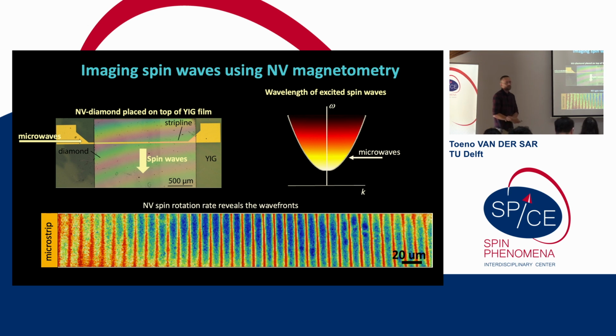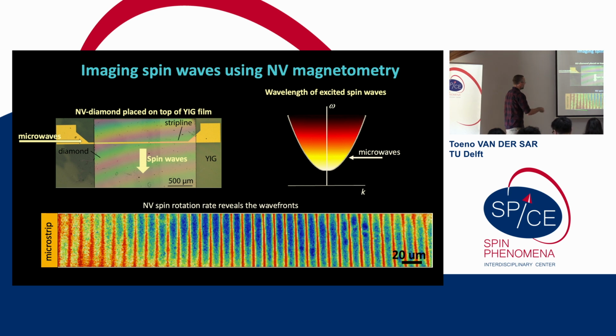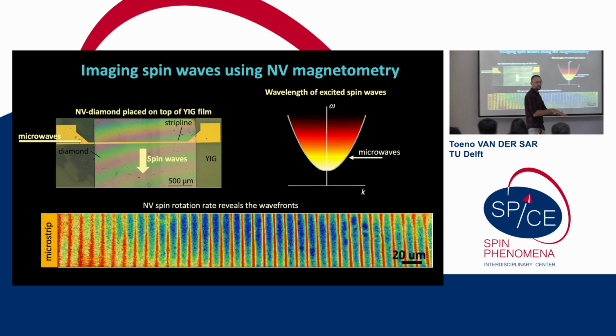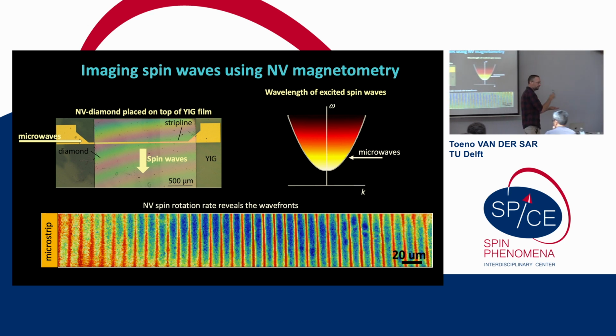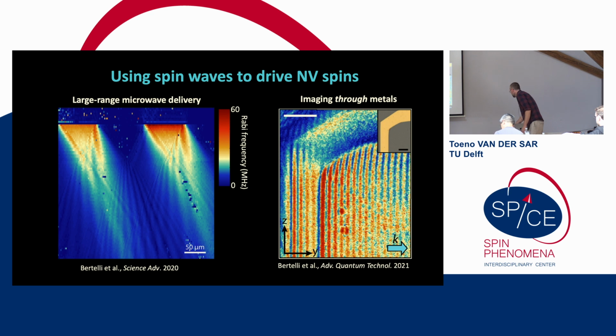Here you see the NV spin rotation rate as a function of space, away from this strip line that we use to excite the spin wave. The reason we see a standing wave pattern here is because we have an external magnetic field of the same frequency that's homogeneous. That spin wave field, a traveling wave, interferes with the homogeneous field and gives rise to this spatial standing wave pattern. Okay, so we use these microwave fields of the spin waves to drive the NV centers, and then you can image them.